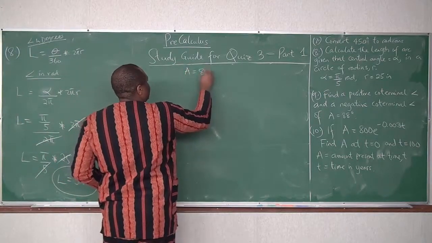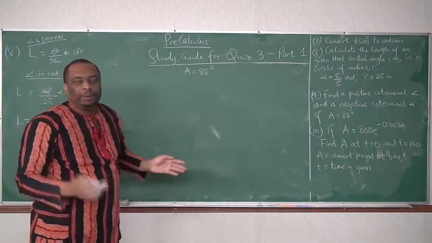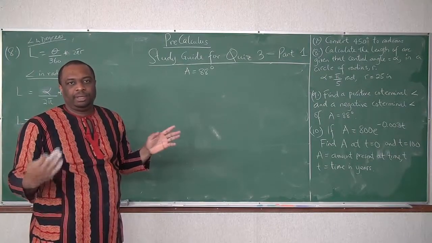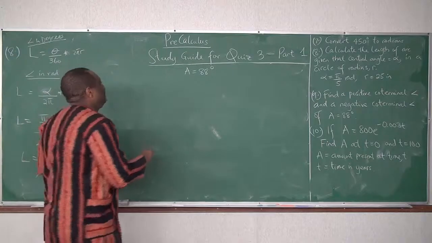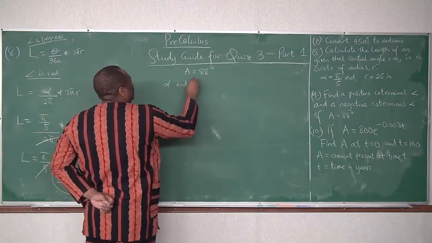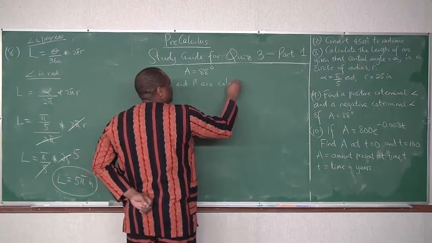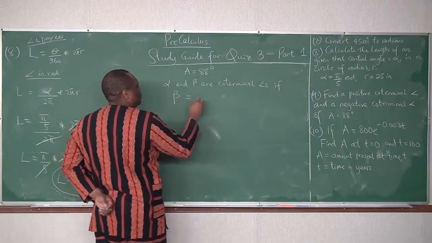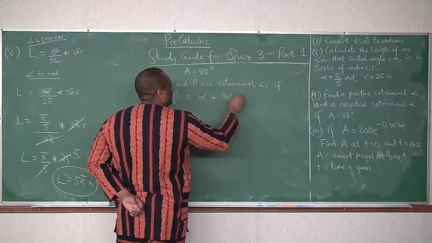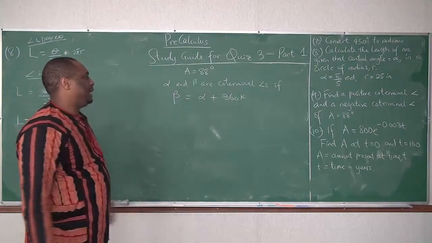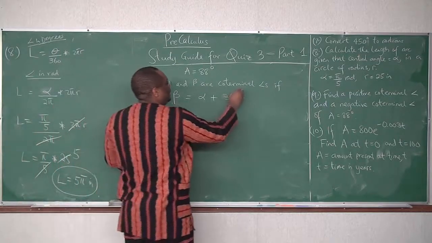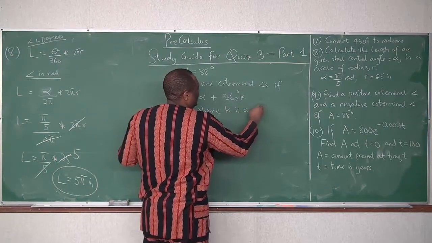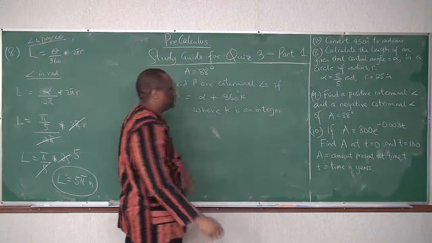A is 88 degrees. So now you know that alpha and beta are coterminal angles if beta is equal to alpha plus 360 degrees times K, where K is an integer. It could be a positive or negative integer.